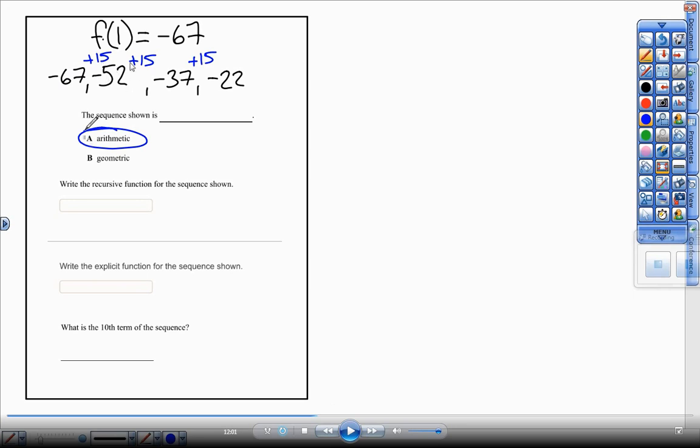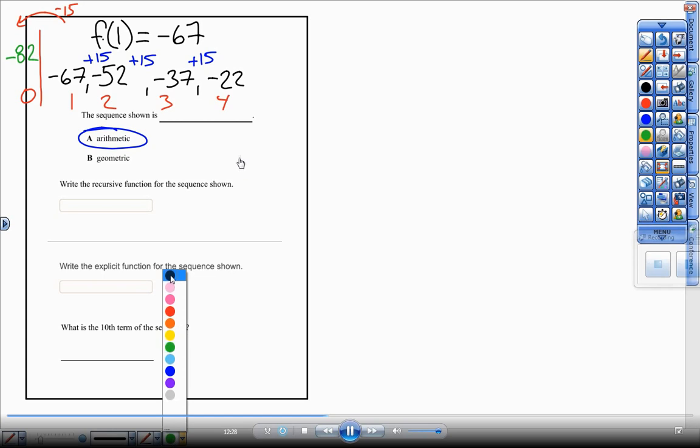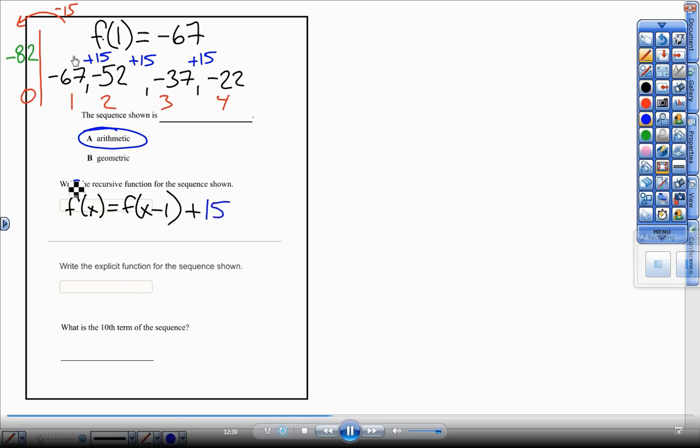Same thing here. This is an arithmetic sequence. I need you to realize that this is the first term again, negative 67, second, third, fourth. The 0 term, subtracting 15, the opposite of adding 15, subtracting. So negative 67 minus 15, it's going to give me negative 82. The recursive function is f of x equals f of x minus 1 plus that common difference number 15. Always the one going from left to right.